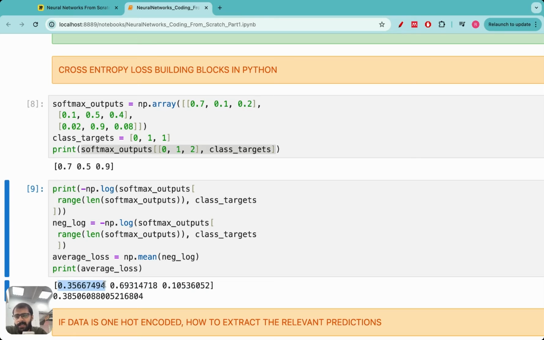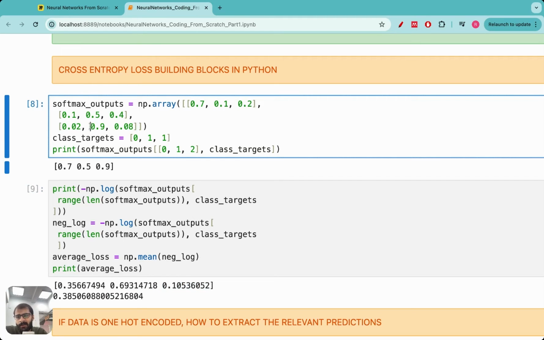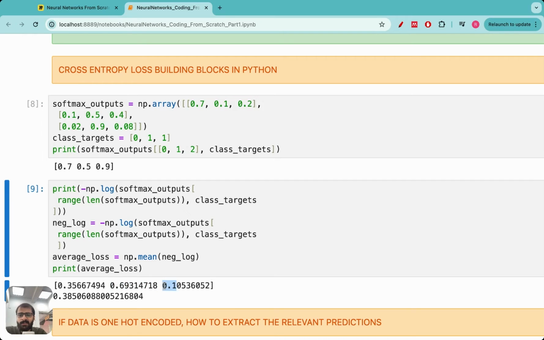So for the first data, look at the loss value is 0.35. For the second, it's 0.69. And for the third, it's 0.1. Can you guess why the loss is so low for the third data? So look at the third data, with 90% confidence it says that the value is green, which is a correct value. So it has more confidence. Whereas in the second data, with only 50% confidence, it says it's green. So the second data loss is much higher than the third data loss.